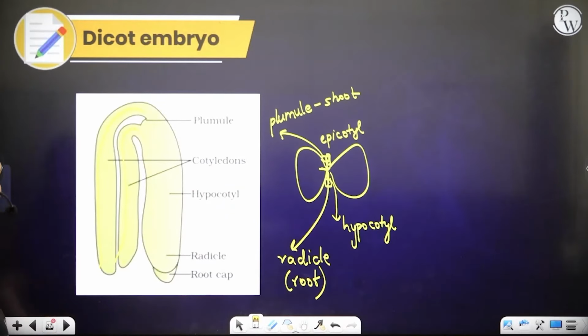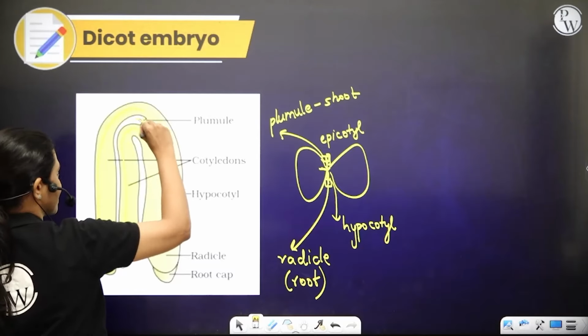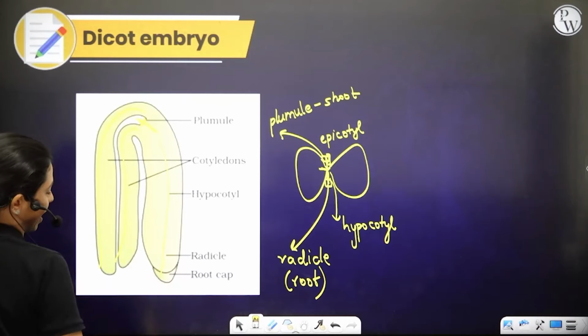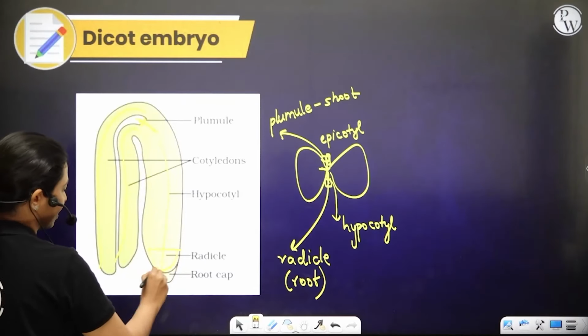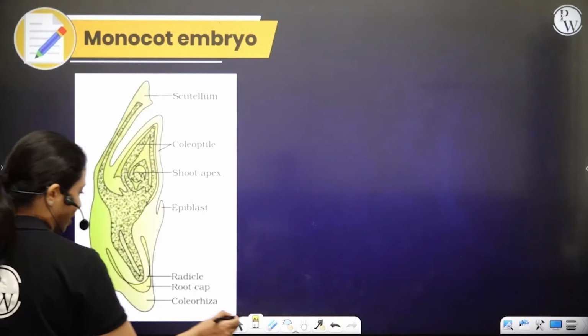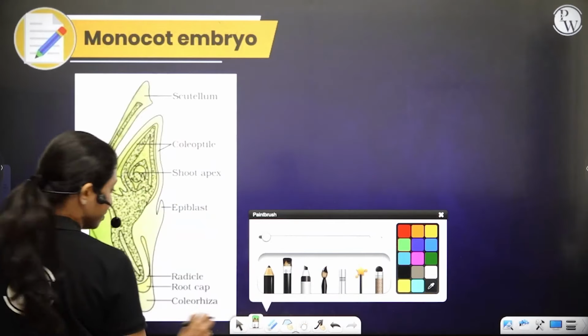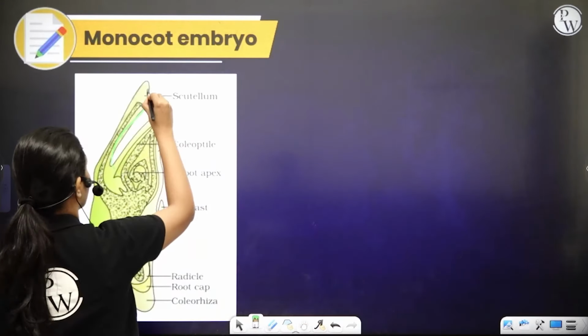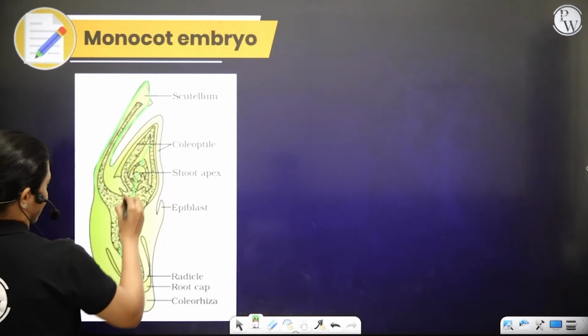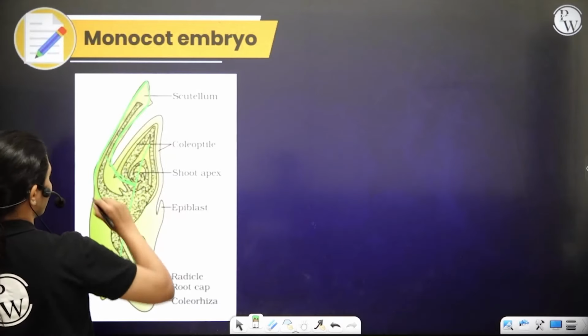Here you can see this is the axis, this is the point of attachment, this is the plumule, and this is the hypocotyl, this is the radicle. The radicle is covered by a root cap. That is the story of the dicot embryo. In a monocot embryo you have a single cotyledon. Monocot itself means single cotyledon, right? This single cotyledon is shield shaped and large, and it is called the scutellum. So this is the embryonal axis here. This is the point of attachment of the cotyledon.